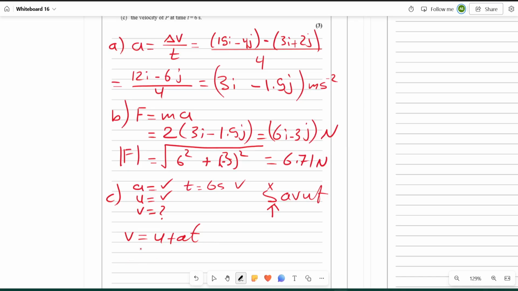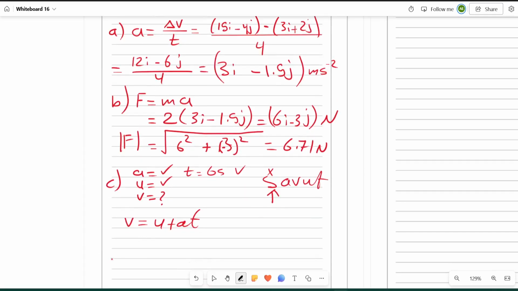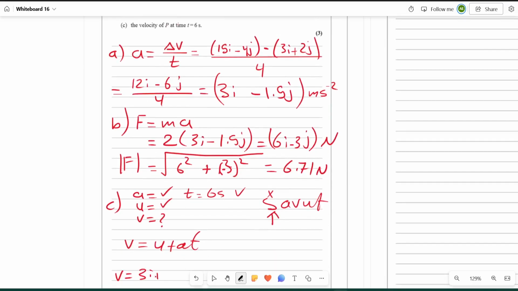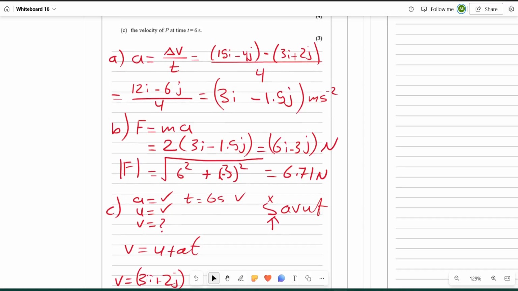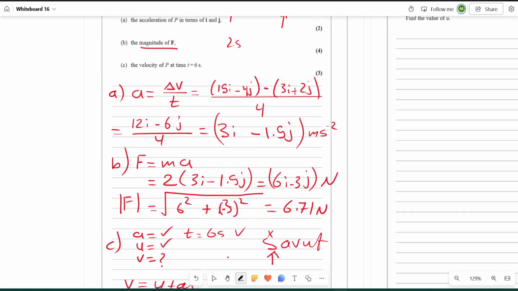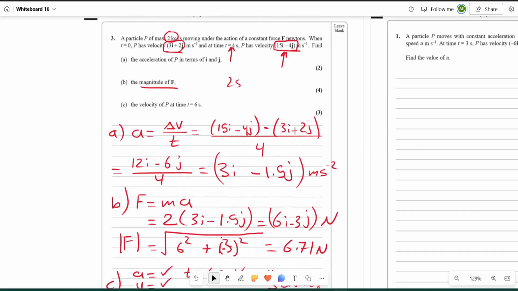So v, which is the thing that I want, is going to equal u, which is the initial velocity vector at time t equals 0, which is 3i plus 2j. Here you can have your initial velocity vector as 15i minus 4j. However, if your starting point is here, then your starting time is here as well. So the time taken from 4 to 6 is going to be 2 seconds. So you can feel free to do that. However, the time is no longer going to be 6, it's going to be 2 seconds. This is something on the side for you if you have a question.